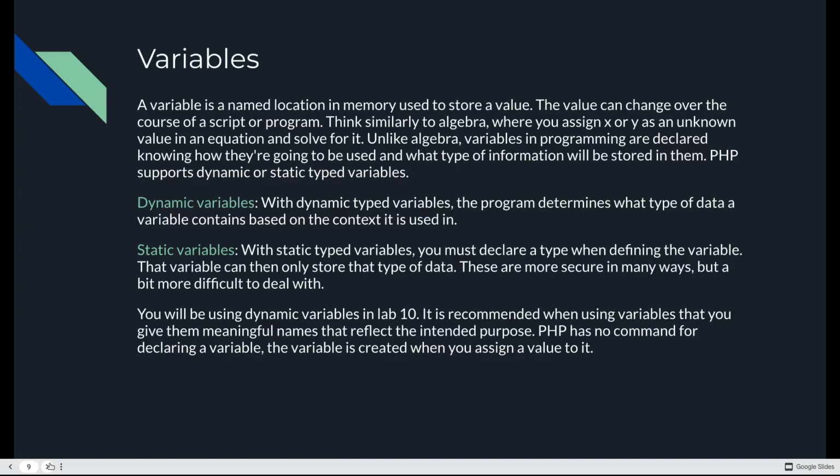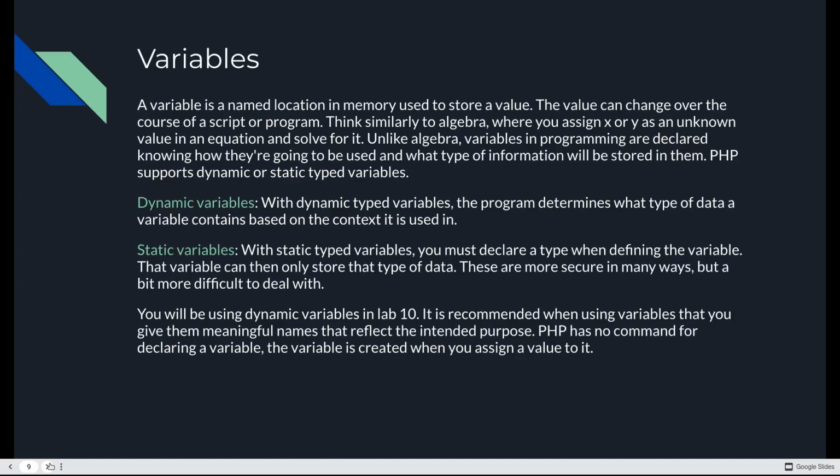Now, you might be familiar with variables in other languages because you may have learned programming sometime before being a student in my course. And they work basically the same in every language. But for those of you who don't know what they are, well, what's a variable? Variables are a named location in memory that you use to store a value in them. Now, the value can change over the course of a script or program. Kind of like when you use x or y as an unknown value in an equation in algebra. Unlike algebra, variables in programming are declared knowing how they're going to be used and what type of information will be stored in them.